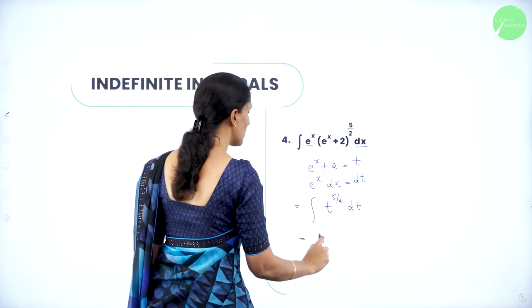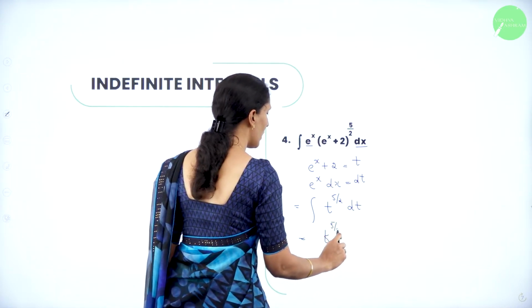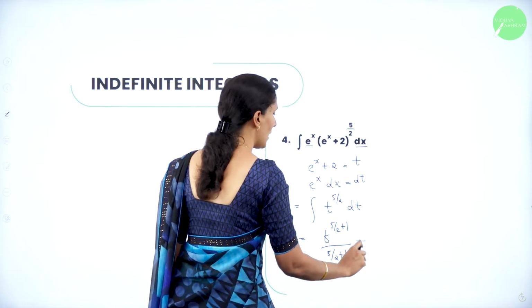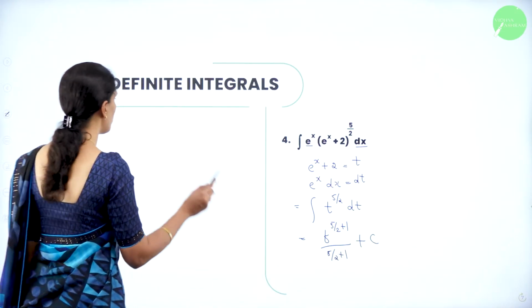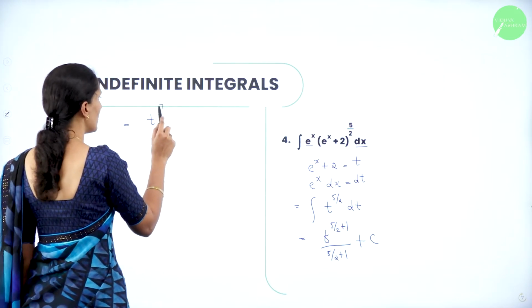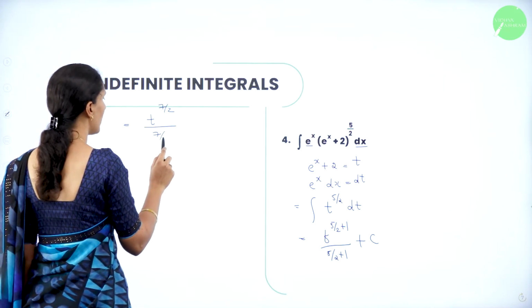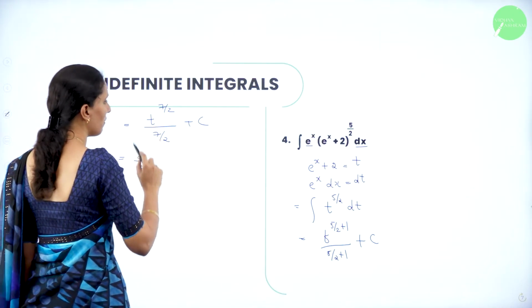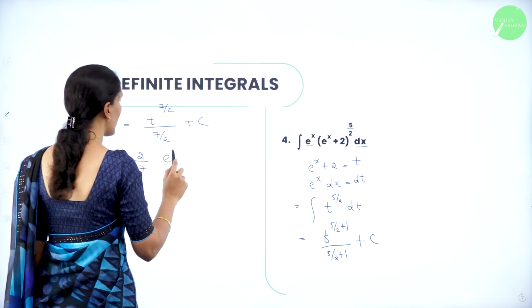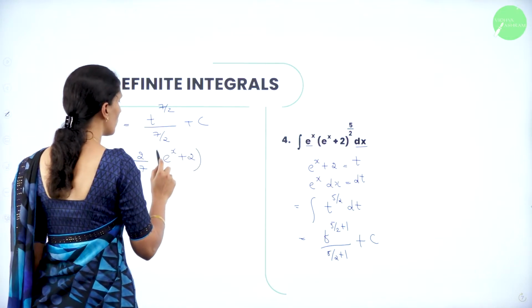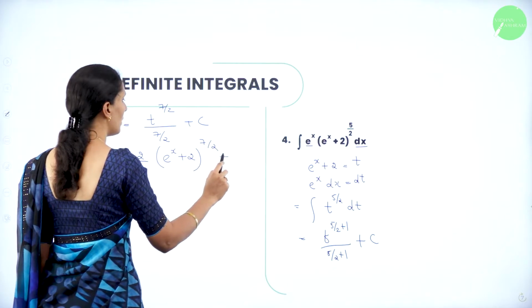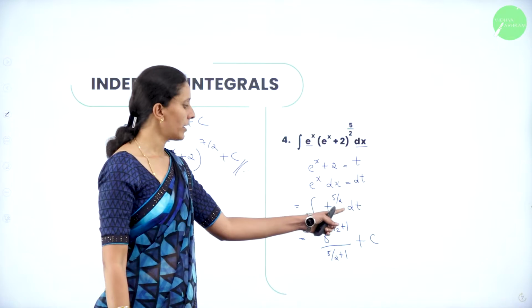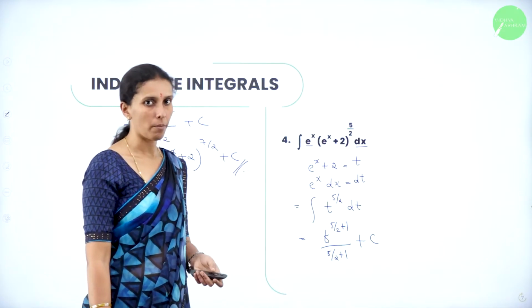So the value becomes t to the power 5 by 2 plus 1 divided by 5 by 2 plus 1 plus c. So which becomes t to the power 7 by 2 by 7 by 2 plus c. Or you can write 2 by 7. The value of t is (e power x plus 2) whole to the power 7 by 2 plus c. So this is again 5 by 2 means 5 by 2 plus 1 form.